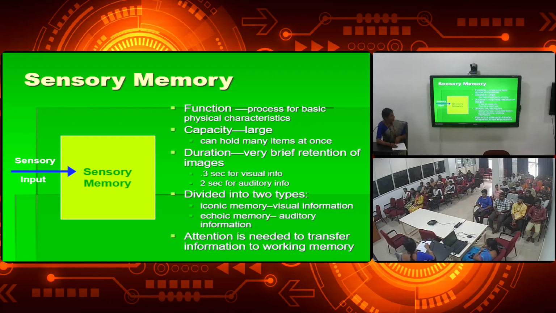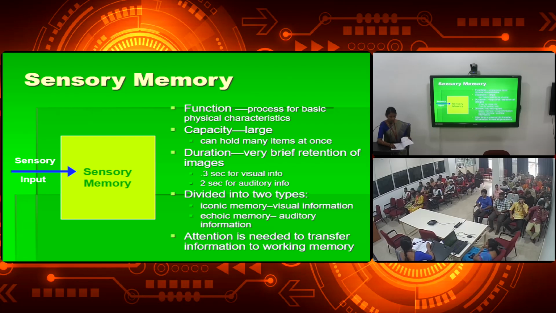Sensory memory allows the individual to retain impressions of sensory information after the original stimulus has ceased. The function is to process basic physical characteristics. The capacity is also large. You can hold many items at once. There are two types of memory in sensory memory: iconic memory and echoic memory.